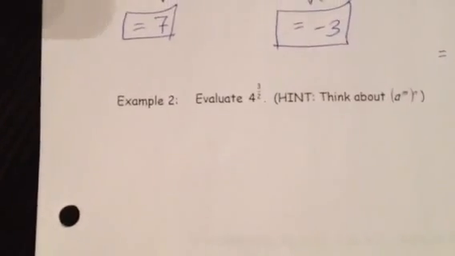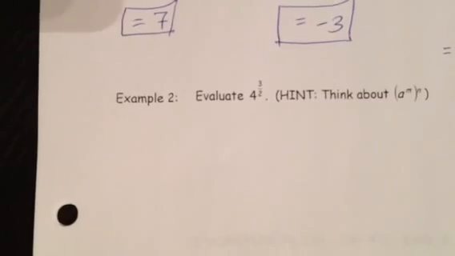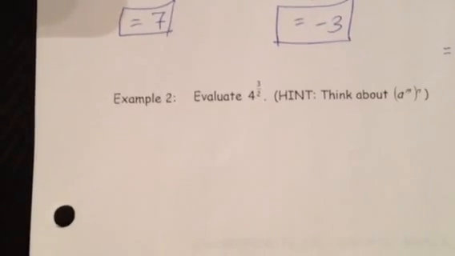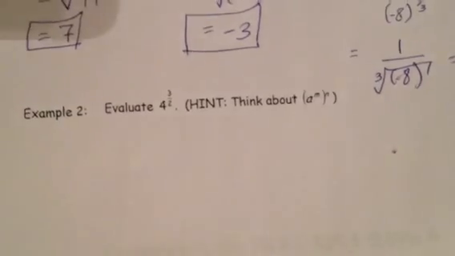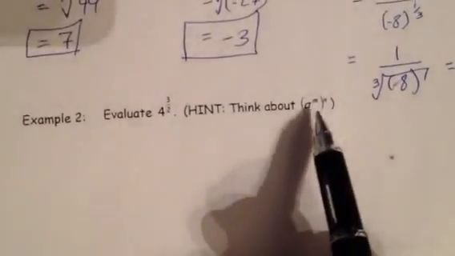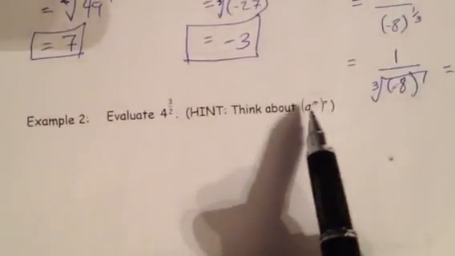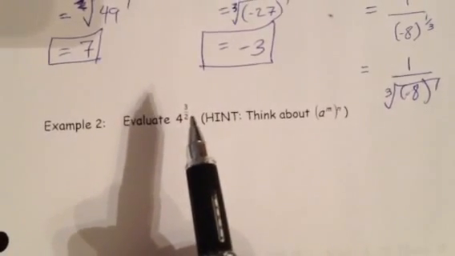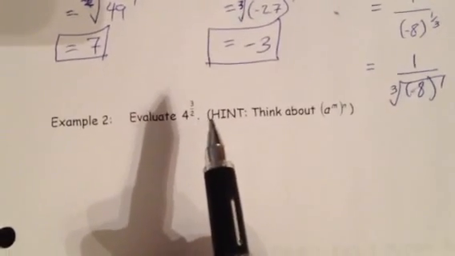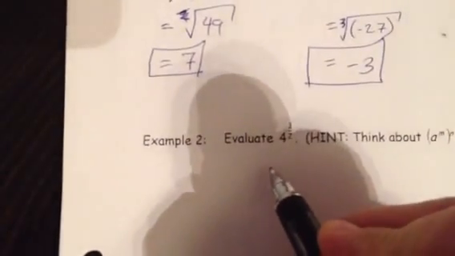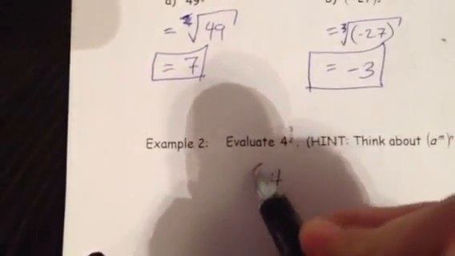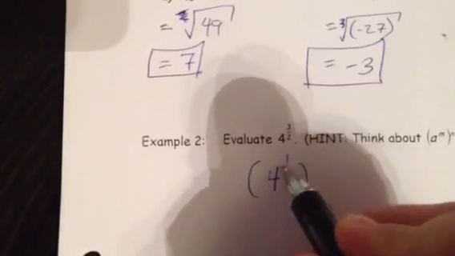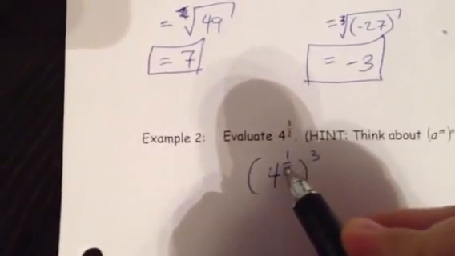It says, evaluate 4 to the power of 3/2. It says, hint, think about it as the power of another power. So we know how to take care of 4 to the power of a half. But how do you take care of 4 to the power of 3/2? Well, this is so that you learn another rule. But essentially what we can think of this as is this.